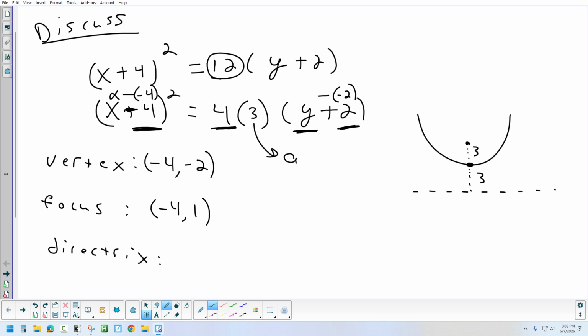So what's the y value of the vertex now? -2. And we need a horizontal line that's 3 units lower than that. And how would you write it as an equation? Y equals -5. Yep. Because it needs to be horizontal and it has to be at -5.